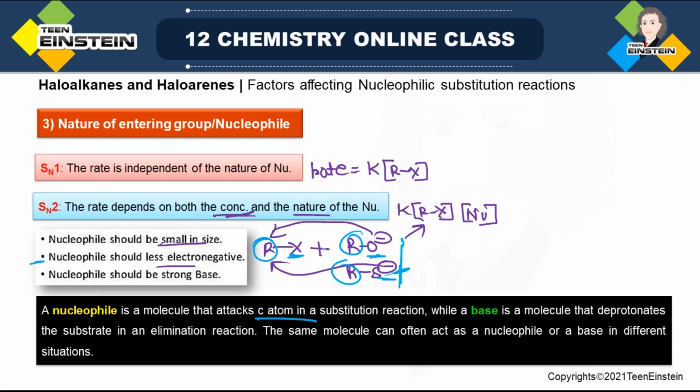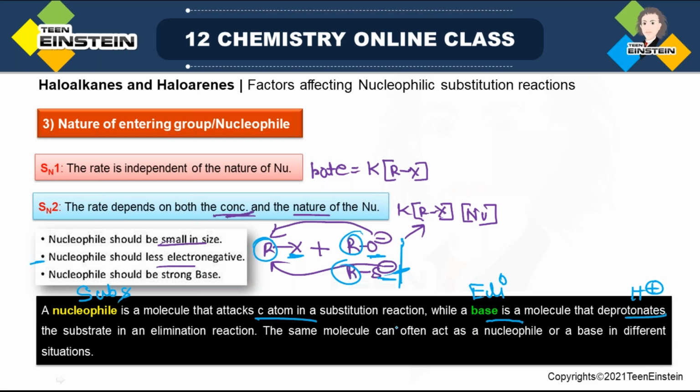But try to understand the difference. A base will deprotonate the substrate in an elimination reaction. So the term nucleophile we use in case of substitution reaction, and the term base we mainly use in case of elimination reaction. A nucleophile always attacks an electron deficient carbon, and a base always attacks H. That means it always takes H plus, that is, deprotonation. So that is the difference between nucleophile and base.